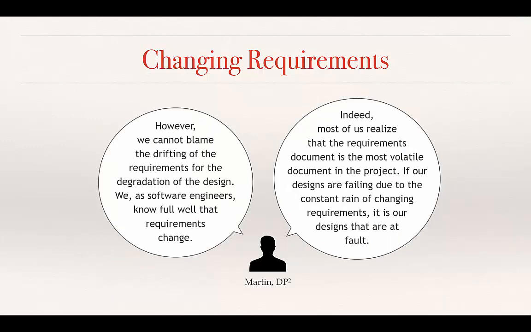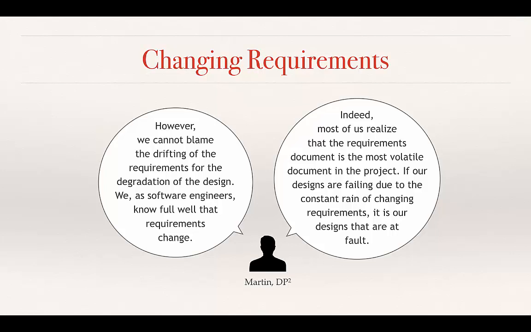And this part is also important because here he talks about taking responsibility for software deterioration. He says, "However, we cannot blame the drifting of the requirements for the degradation of the design. We, as software engineers, know full well that requirements change. Indeed, most of us realize that the requirements document is the most volatile document in the project. If our designs are failing due to the constant rate of changing requirements, it's our designs that are at fault."